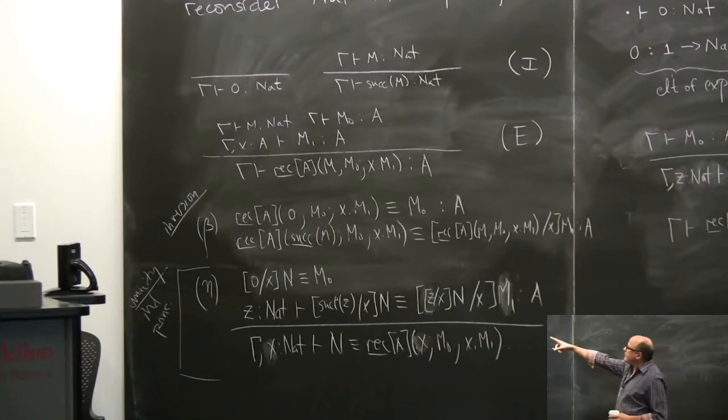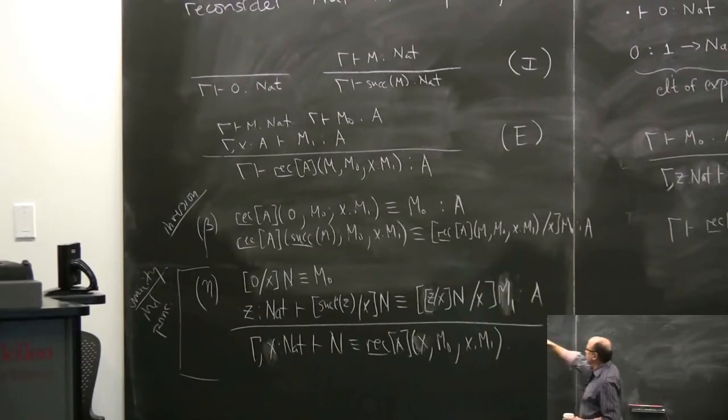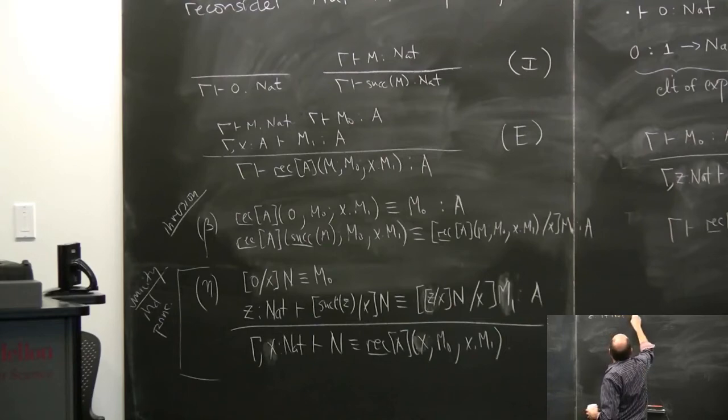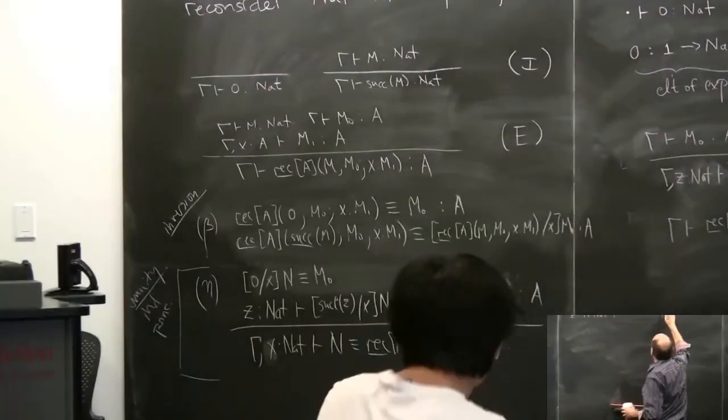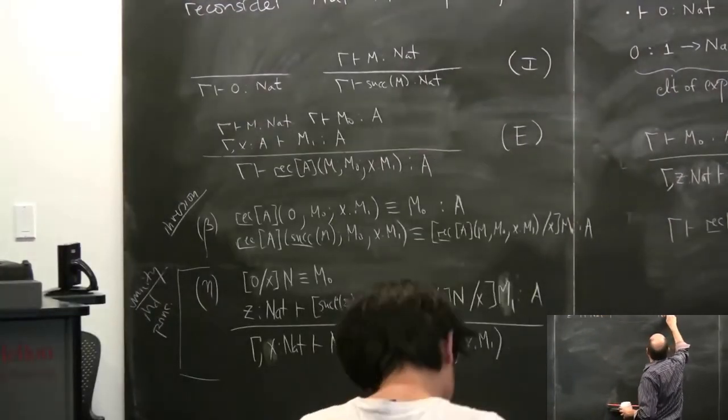So I can rewrite this information in a slightly different way. What I can do is I can say this: if you give me Z in 1 plus Nat, then there's some data which is in Nat.